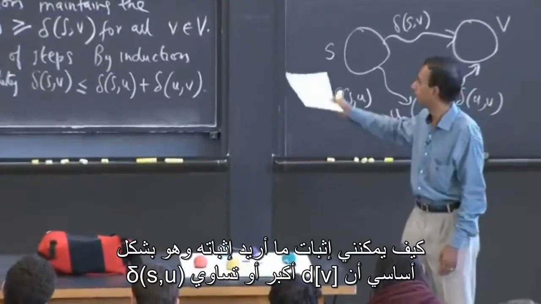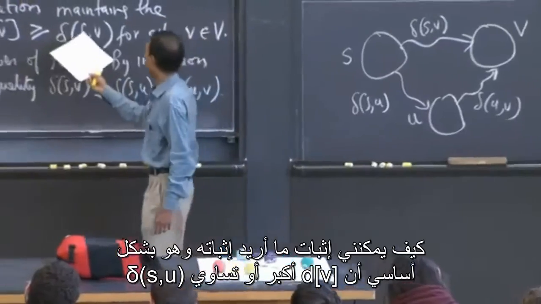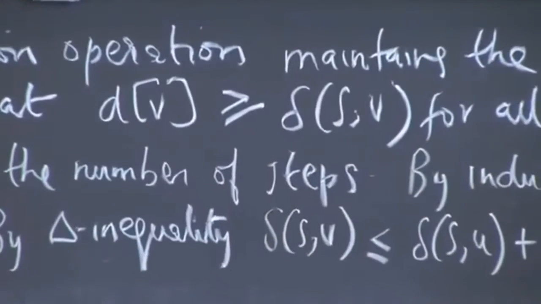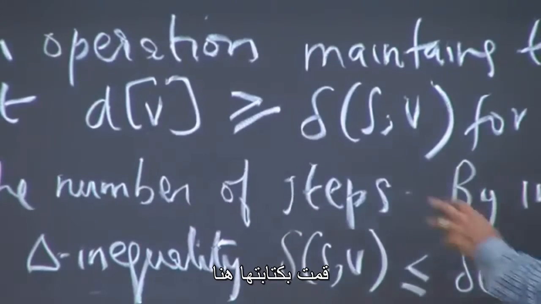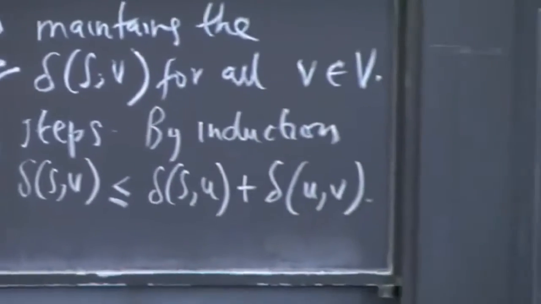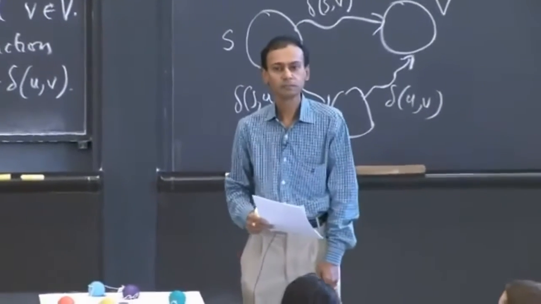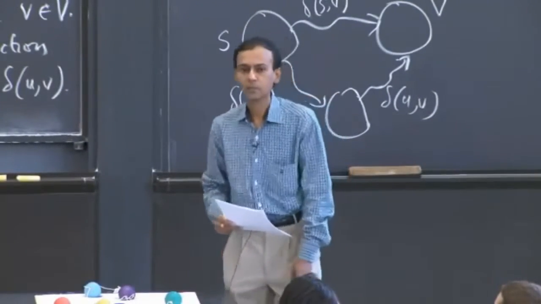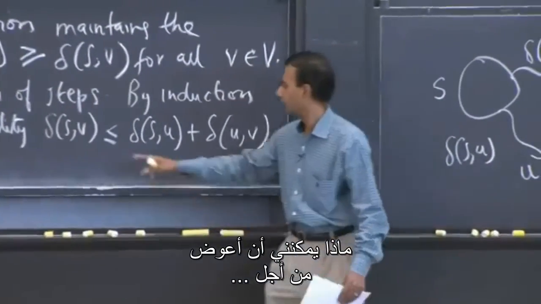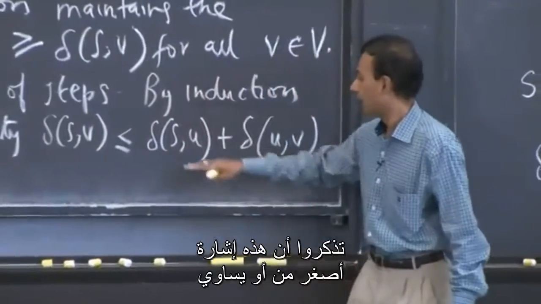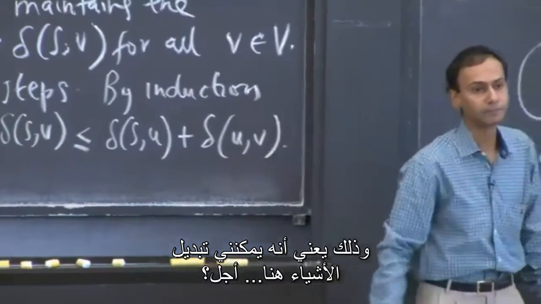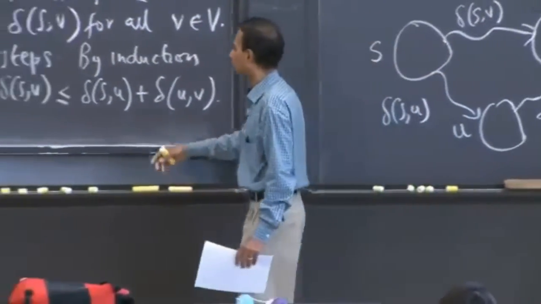How can I prove what I want to prove, which is basically delta of S comma V should be less than or equal to d of V. Okay? That's what I want to show. I've just written it the other way here. How do I do that? Anyone? What can I substitute for? Remember, this is a less than operator, which means that I can replace things over here. Yep. d of u, like we have it over there.